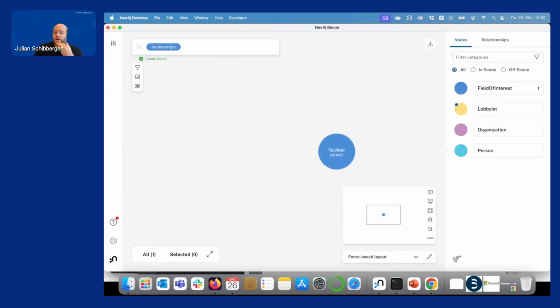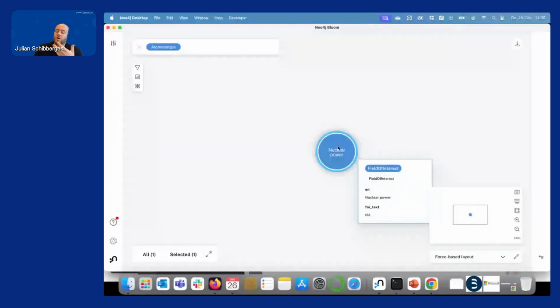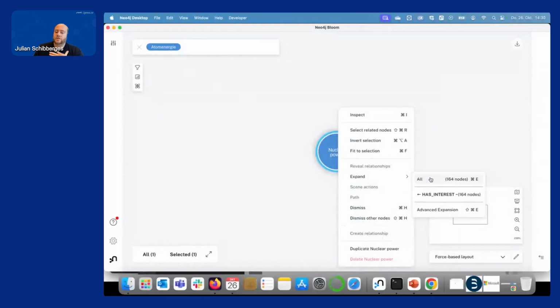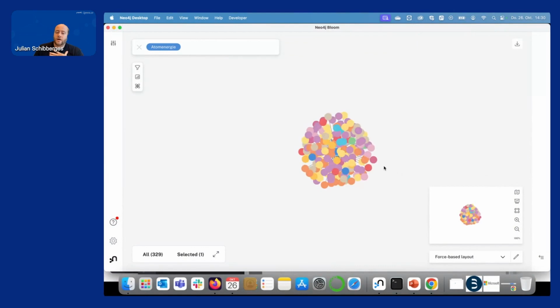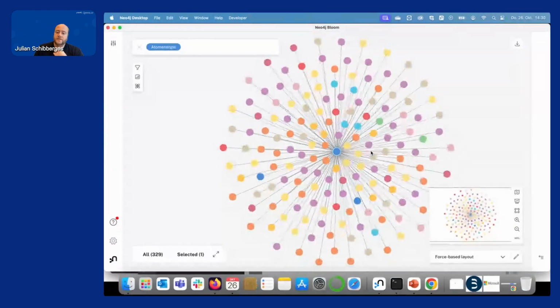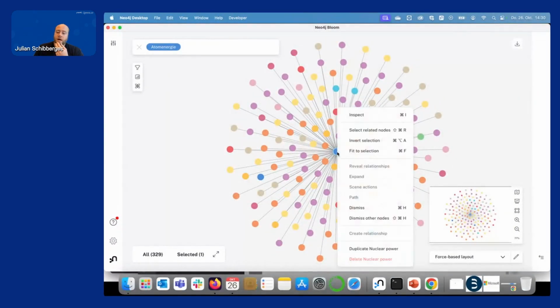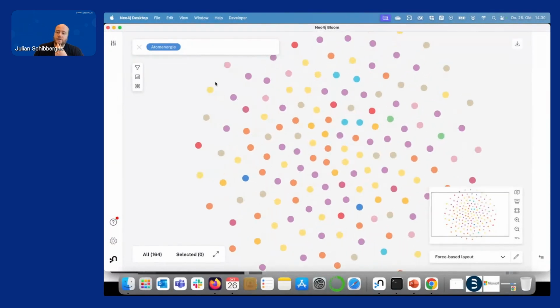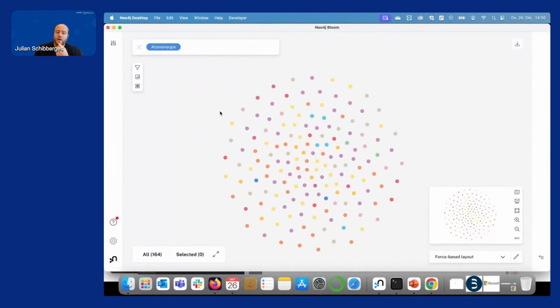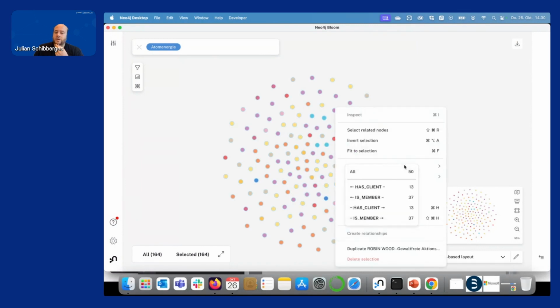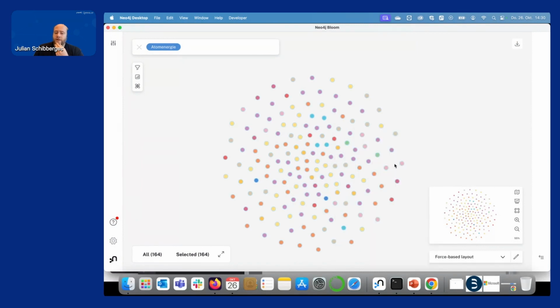So this is basically something like a topic node that is in there. And I can just expand the network to say, I want to know everybody who has an interest in that issue. It's about 164 lobbyists which pop out. I'm just going to quickly dismiss the topic node. And what I can do now is mark these nodes and do something that's called reveal relationships.